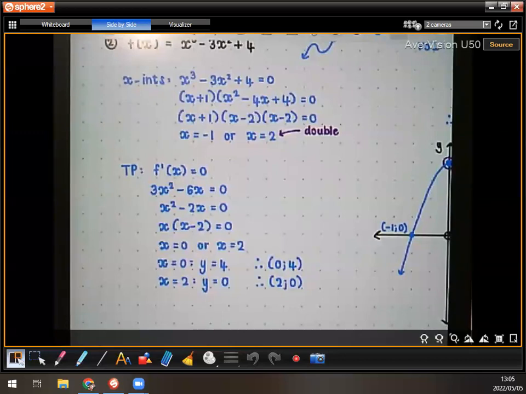Any questions? We're just going to practice more of these today. So if you weren't able to get this one right, then you are going to have time to sort that out.